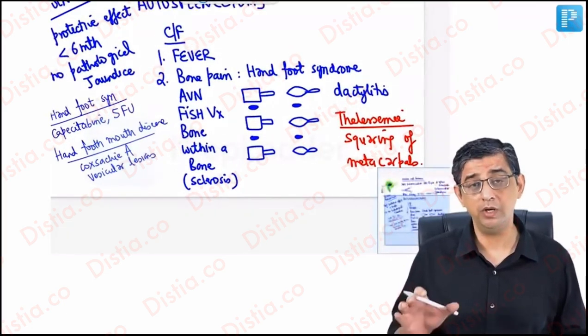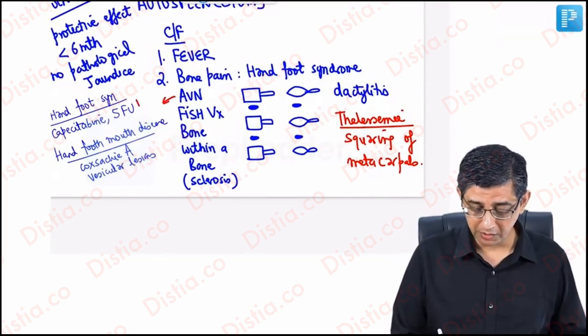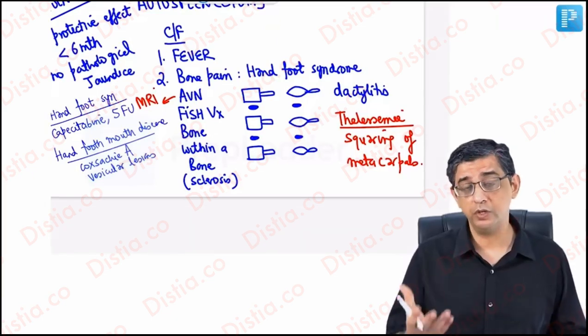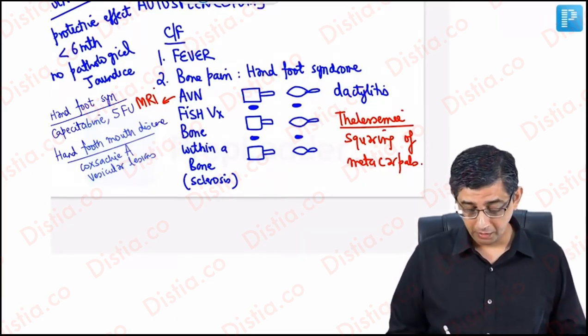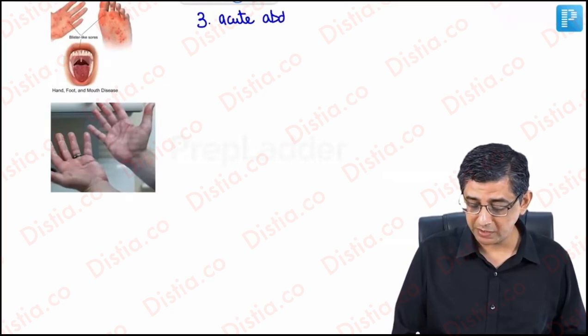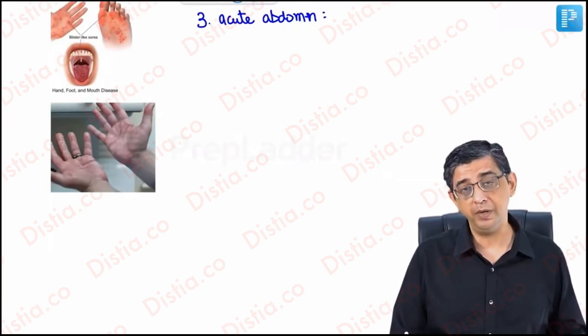So these are two important features which you need to remember, and the investigation of choice for avascular necrosis happens to be ideally an MRI, because initial changes may not be visualized on a routine X-ray. The third presentation in this condition can be acute abdomen. Why? Because this child is having a splenic crisis, and the reason for that is that the blood supply to the spleen is getting hampered.